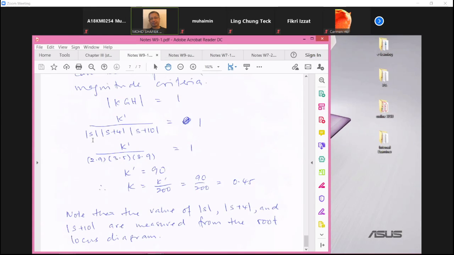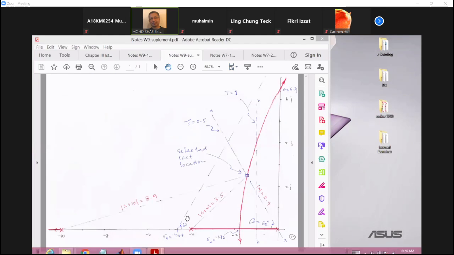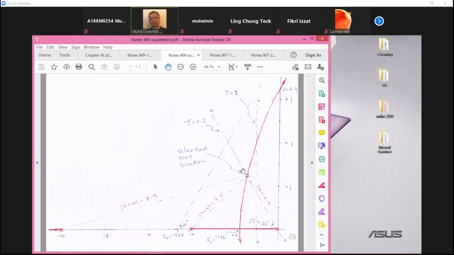So how do you get these values? The magnitude of s plus 4, the magnitude of s plus 10. You go back to your diagram. So this is your s. The magnitude of s is just the distance from the origin to your point. So you measure the distance from the origin to your point, and that will give you the magnitude of s.